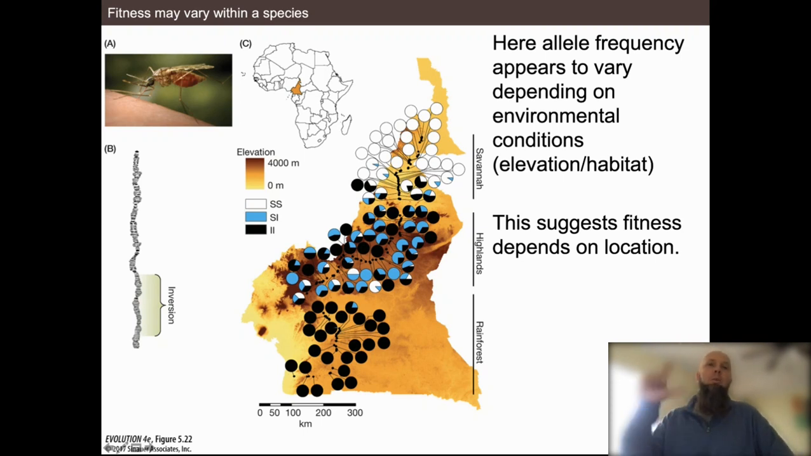You can see that the white genotype is most common in the north. The homozygous genotype for the inversion is most common in the south, and then the heterozygote is most common in the mountainous areas in between. So what this suggests is that there is a gradient, a selection gradient, where one of these genotypes is favored in the north, the homozygous for the non-inversion, and then homozygous for the inversion in the south.